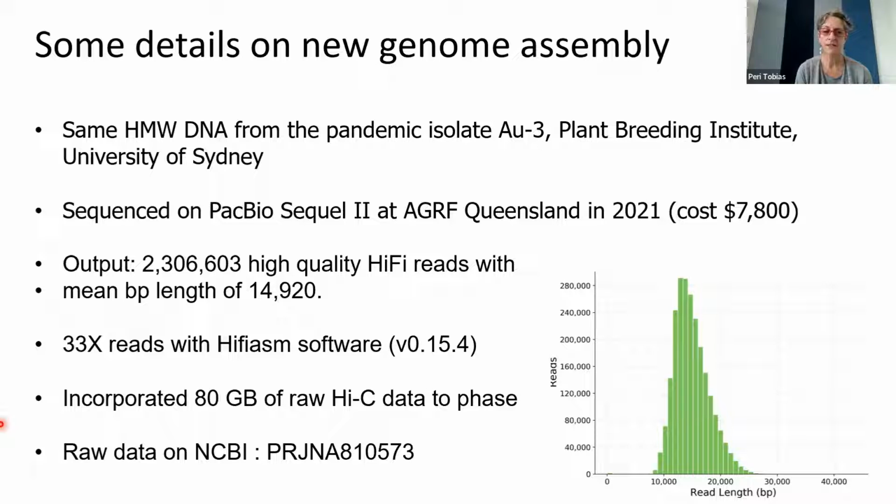And we sequenced it on the PacBio Sequel II machine at the AGRF at University of Queensland in 2021 at a cost of $7,800, so pretty pricey. That's because of the size of the genome. And we got some pretty nice high quality reads, and the mean base pair length of those reads you can see on this graph is around 15,000 base pairs. That leads to nicer overlapping to build the genome.